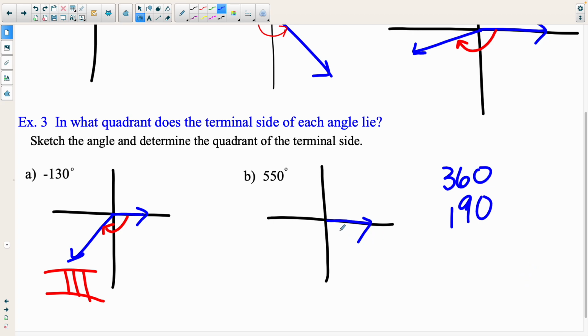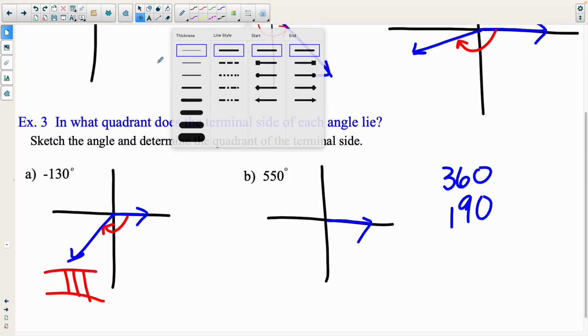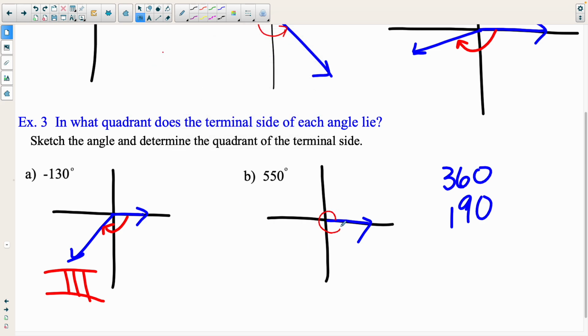Okay. Full rotation brings me all the way back around. There's 360. And then 180 brings me the other side. And then just a little bit more for your 10 degrees.